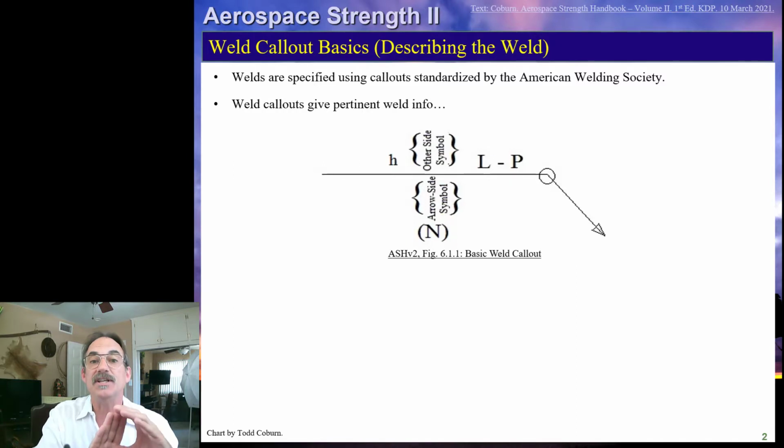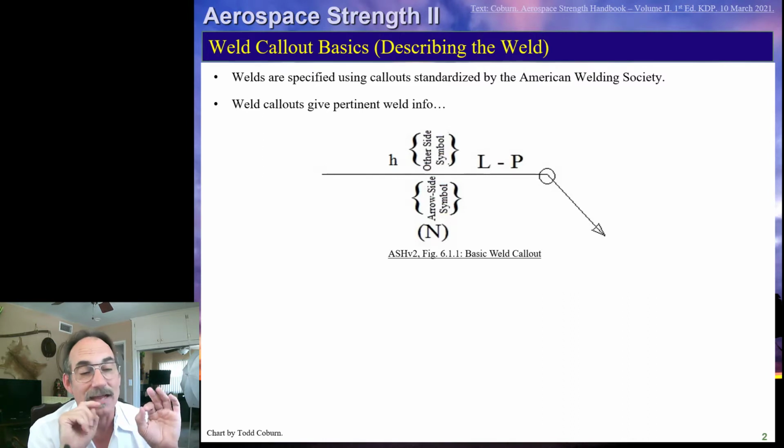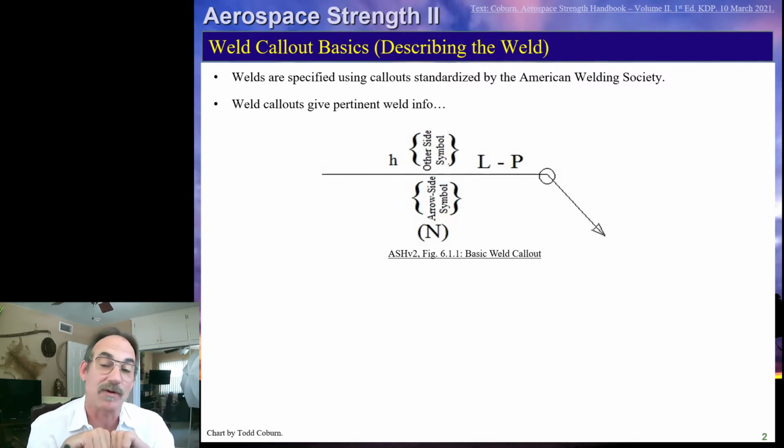If that weld symbol is on the far side of the horizontal line, which means not the arrow side, then that means it goes not where the weld arrow is pointing, but on the other side of the part. So that horizontal line, the arrow, and where that symbol is relative to the horizontal line is important. That symbol tells us what kind of weld, whether it's a butt weld, a fillet weld, or something else.